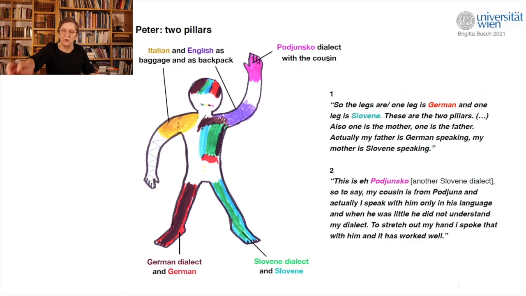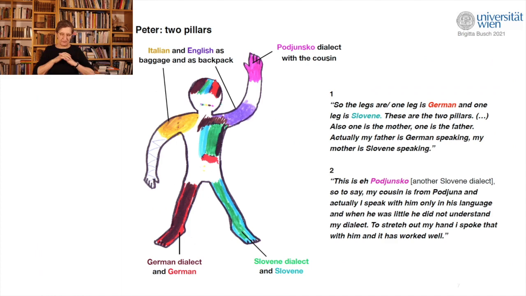Now, if we have a closer look at Peter's portrait, in the drawing and subsequent group discussion, he presents German and Slovene as the most important resources. He starts his presentation, as you can see in quote one: "So the legs are, one leg is German, one leg is Slovene. These are the two pillars. Also, one is the mother and one is the father. Actually, my father is German speaking, my mother is Slovene speaking."